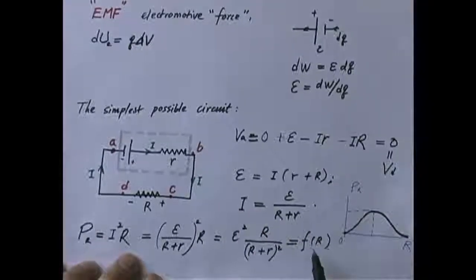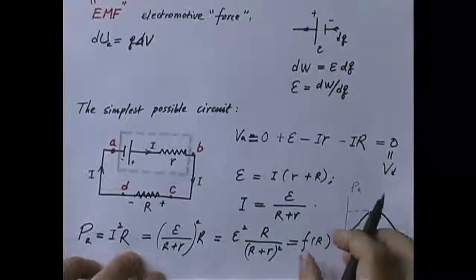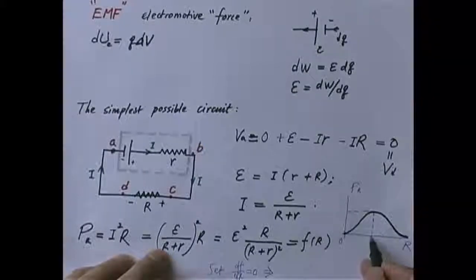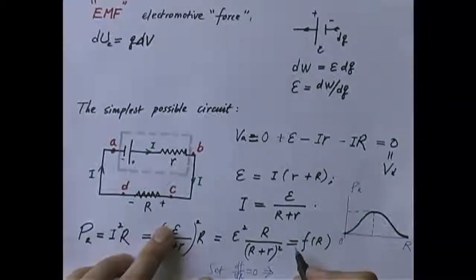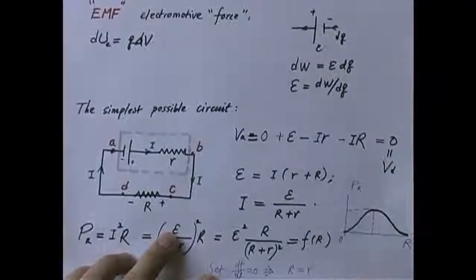Well, it's a single-variable function. How do we find the particular value of R which makes this function the greatest? Well, you know how we do that in calculus. Set dP/dR equal to 0, and that will give you the optimum value. It's quite simple to do. And it turns out when you do that, you find, interestingly enough, big R equals small r.